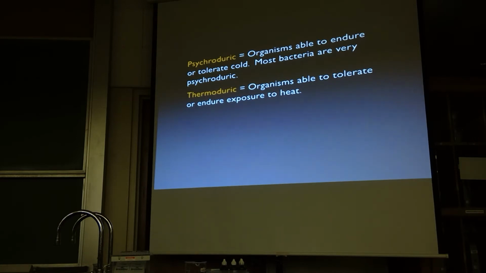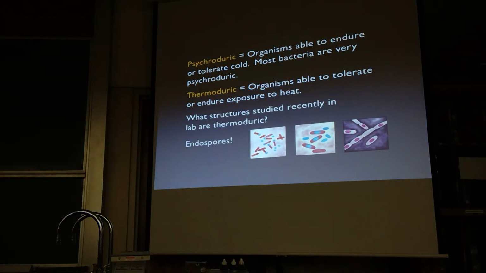Some of them are thermoduric. Thermoduric means they can tolerate or endure exposure to heat. What did we just learn about? Last time you got this as the category of specialized cell types that can tolerate exposure to heat, and we did the pasteurized soil things. Endospores and exospores are thermoduric. Tonight we're going to be doing endospore stains, so I hope you get to see them.